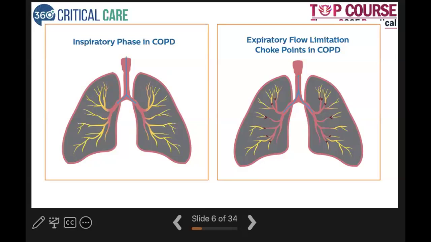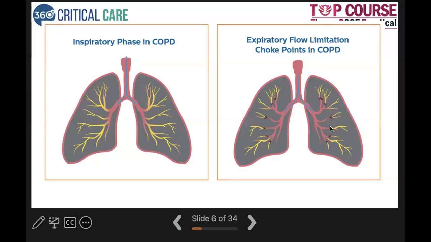So in the inspiratory phase in COPD, this limitation is not much seen because of the pressure we are giving through the ventilator, or normally the negative intrathoracic pressure, so air flows into the lung because of the ambient to alveolar pressure gradient. But in expiration, you have to exhale against the intrathoracic pressure, and at the same time, because of the anatomical abnormalities and chronic inflammation, there are going to be various choke points at the small airway level, which collapse the airways during expiration, and there is expiratory flow limitation.